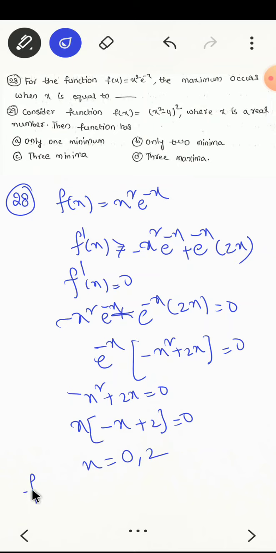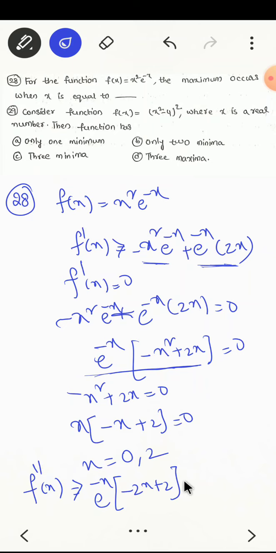Okay, now find f double dash of x. F double dash of x will be, again u into v here, again u into v here. If not, you just do it for this, it will be easy. So e raised to power minus x, I will keep as it is. Then differentiate this, minus 2x plus 2. Then I will keep this as it is, minus x square plus 2x, and that will be minus e raised to power minus x.